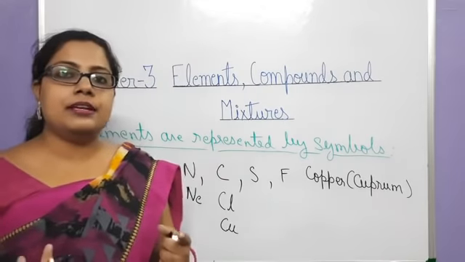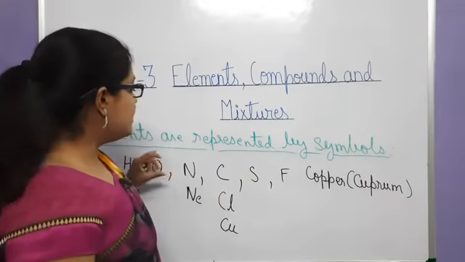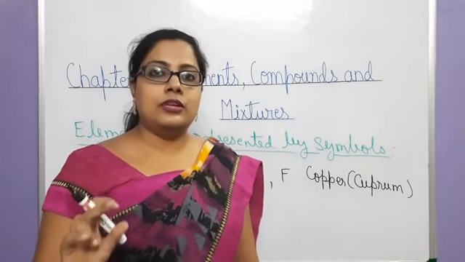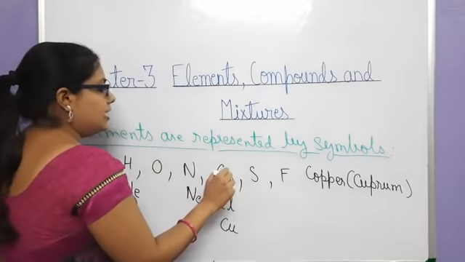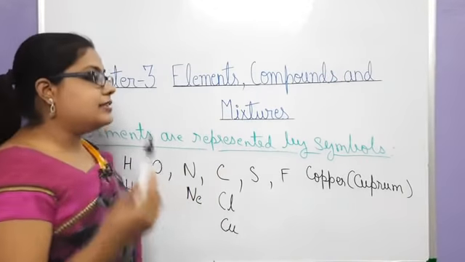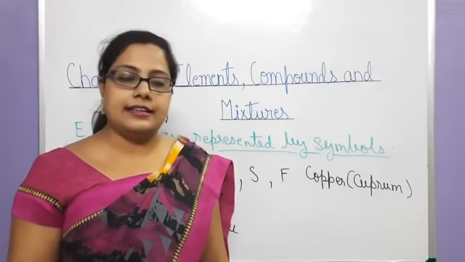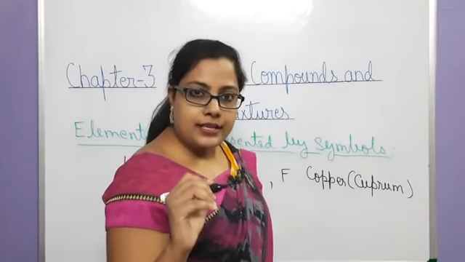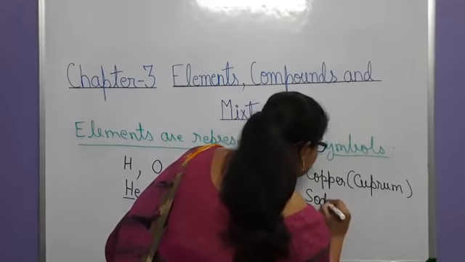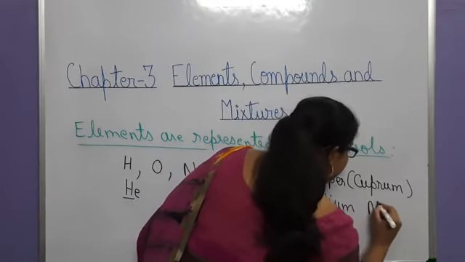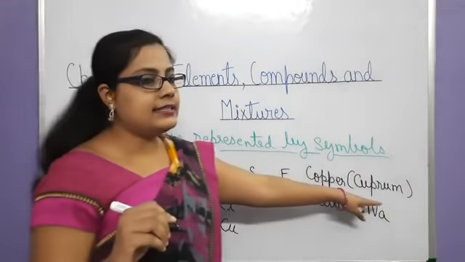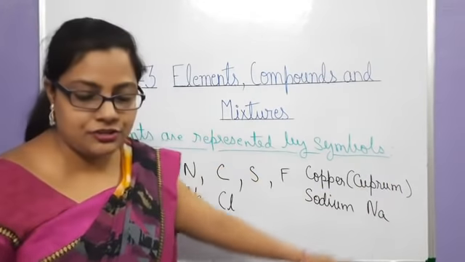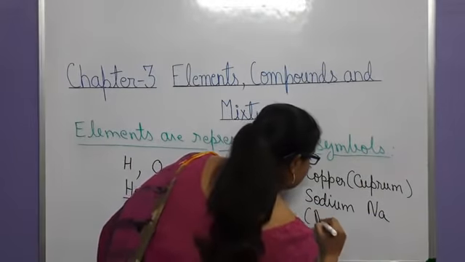So, a two-letter symbol can either be from the name of the element or from the Latin name of the element. From the name of the element, that is neon, chlorine and so on. And some symbols are derived from the Latin name. For example, sodium. The name sodium starts with S, but the symbol of sodium is Na. This Na symbol came from the Latin name of sodium, that is natrium.